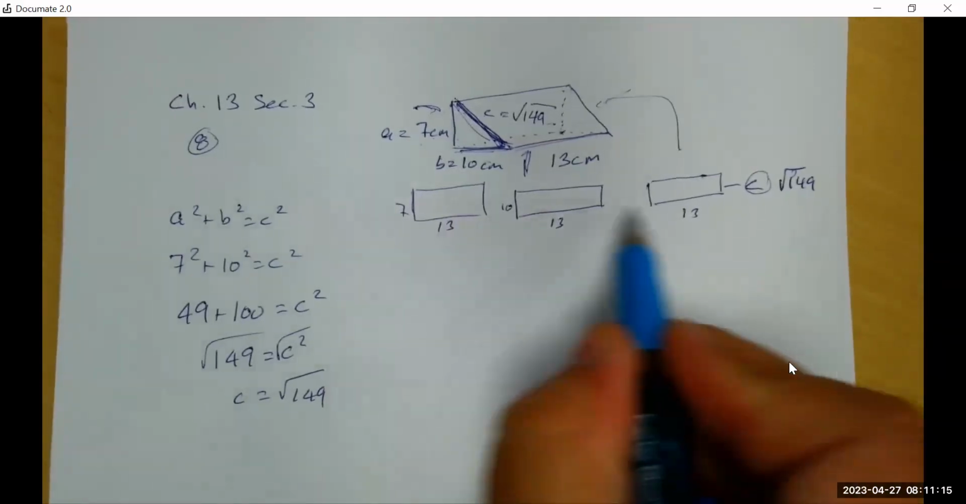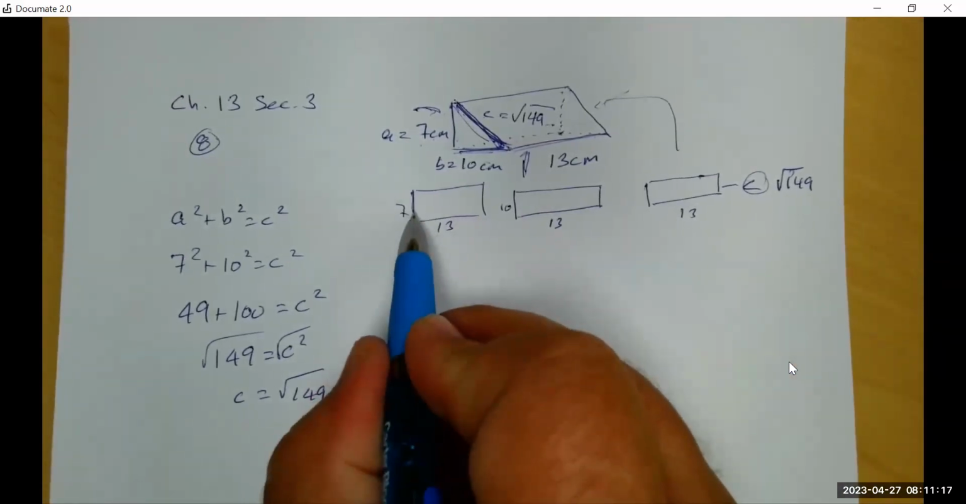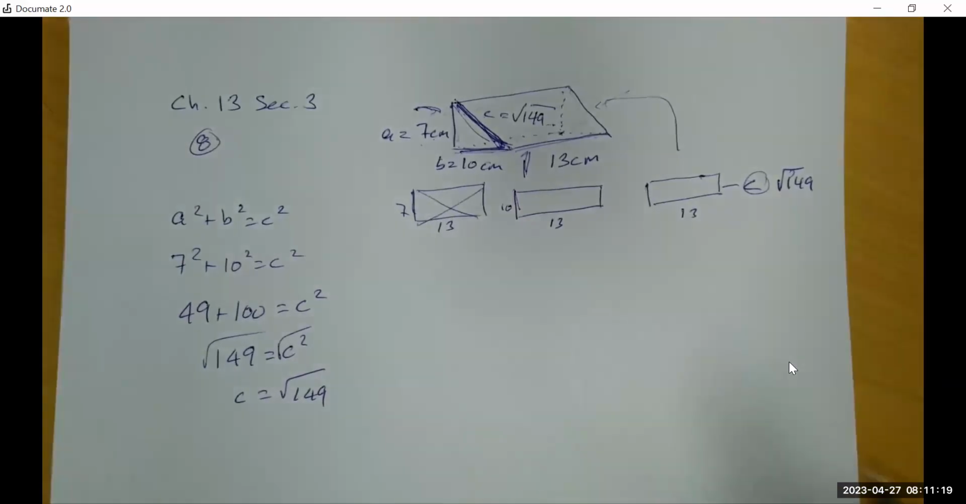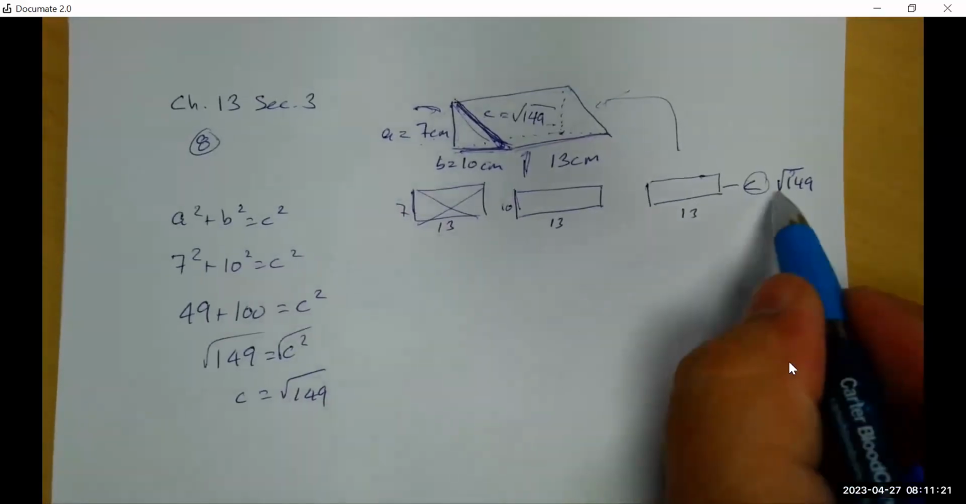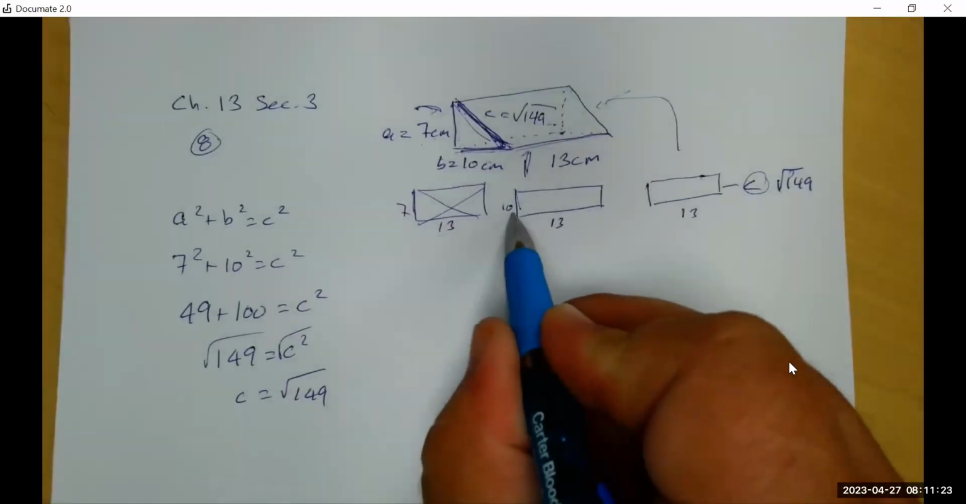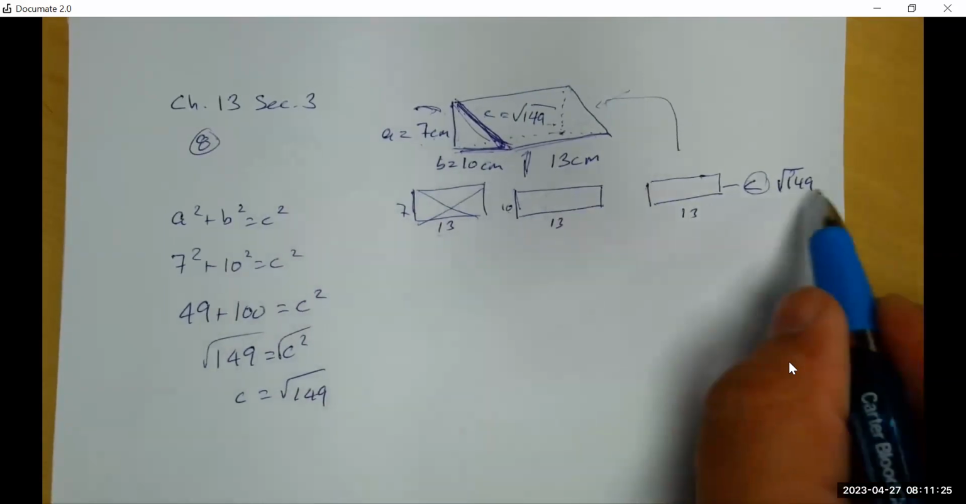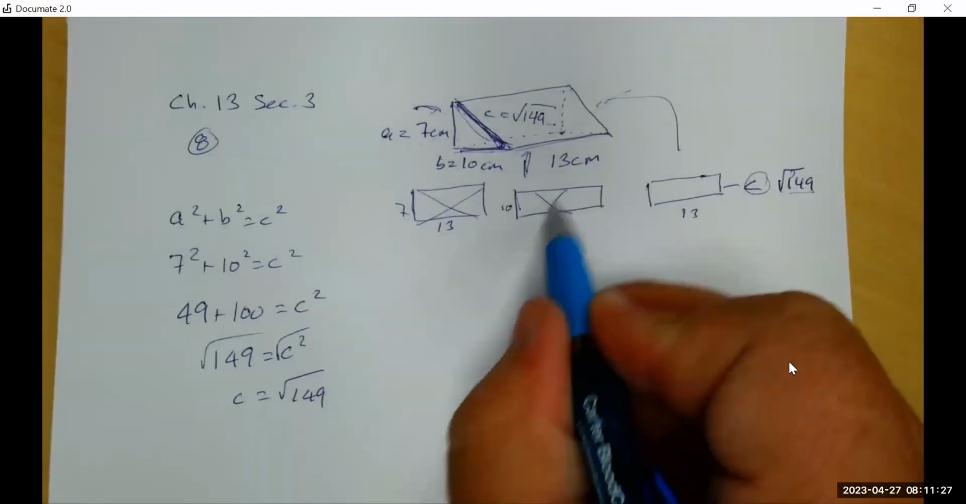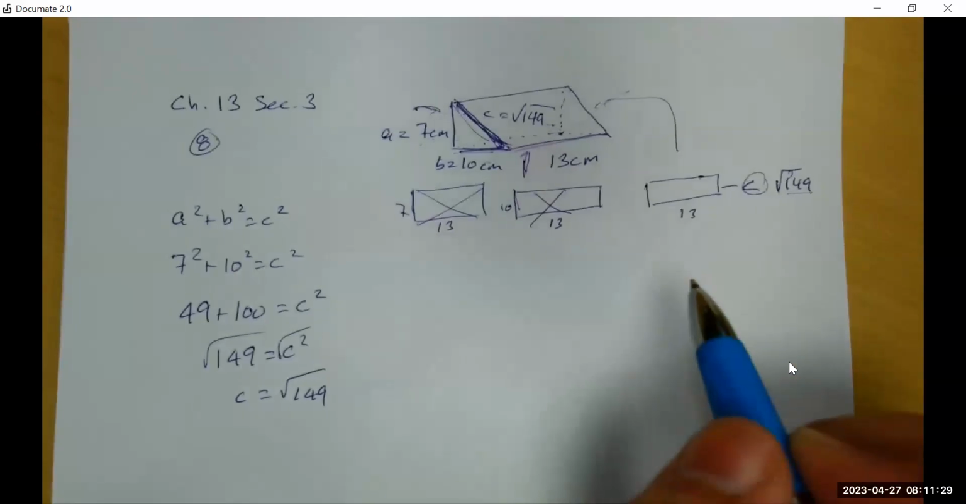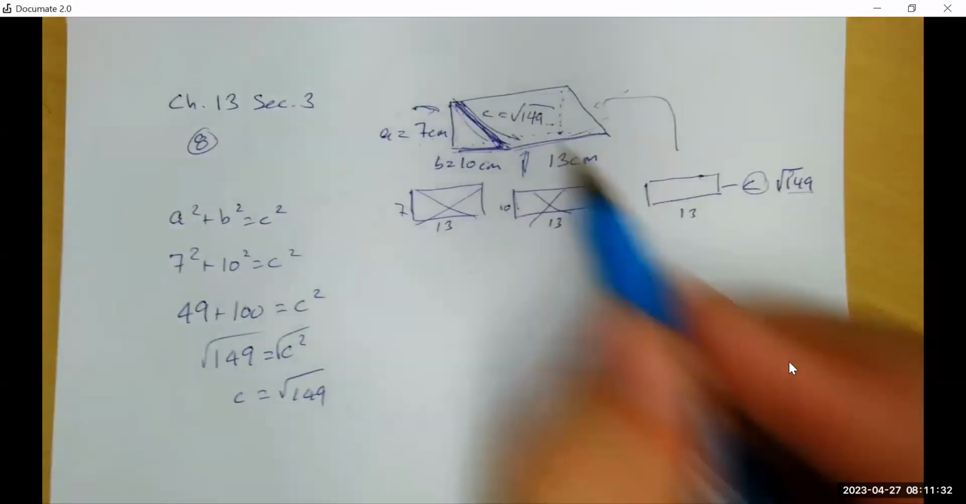Since they're all the same length on the bottom, this one's only 7, this one's 10. So this one can't be the longest. 10 squared, 10 times 10 is 100. 149 is bigger, so it can't be this one. So it's got to be this one. It's got to be this top plate.